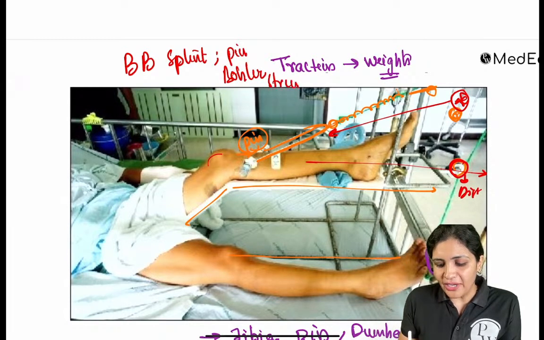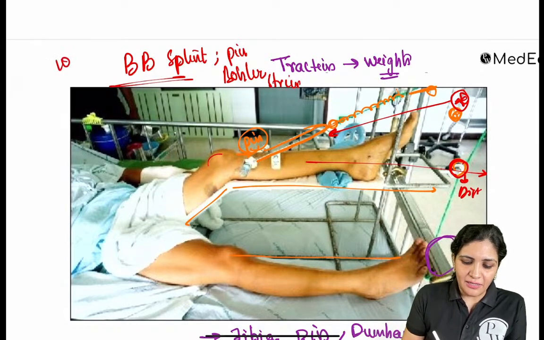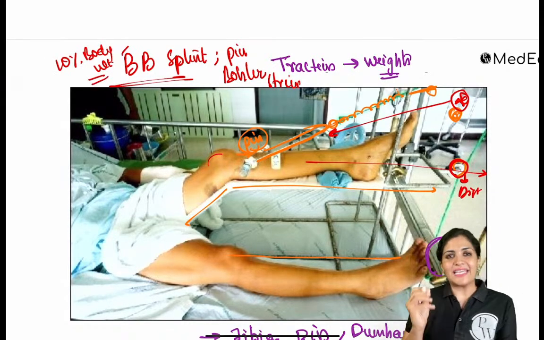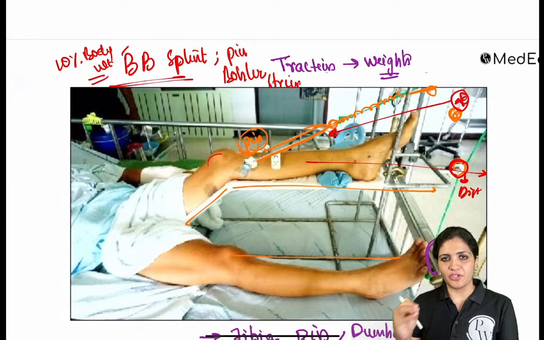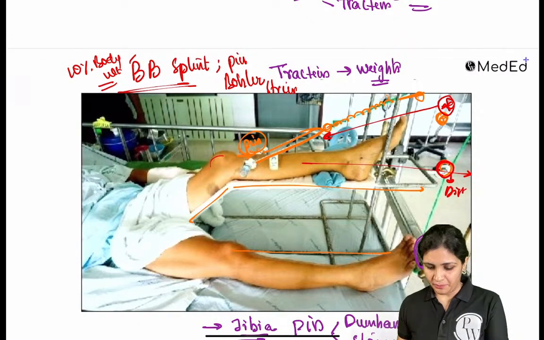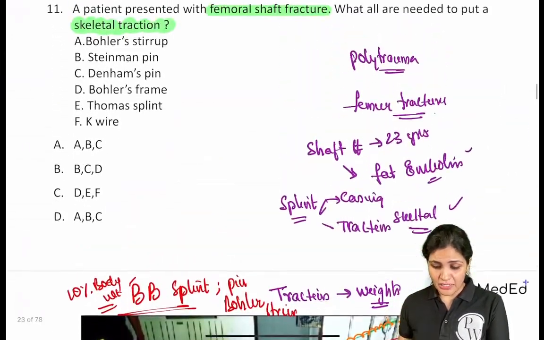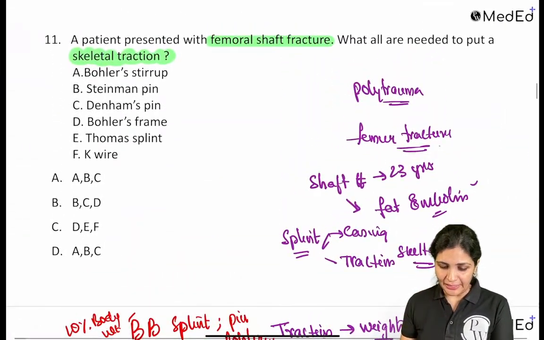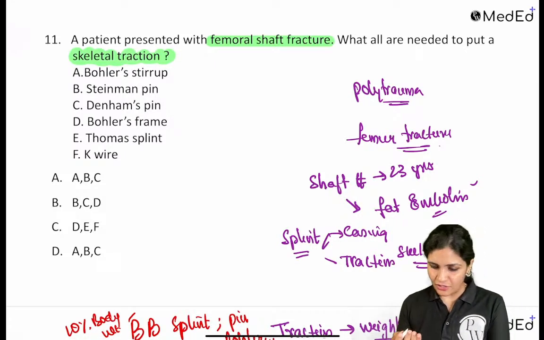So what is the amount of weight which you add to it? It is 10% of the body weight which you use for your skeletal traction, right? So 10% of the body weight is the maximum weight which you can put using your skeletal traction, right? So that is the answer. I have explained in detail. So now you can take the answer for yourself.